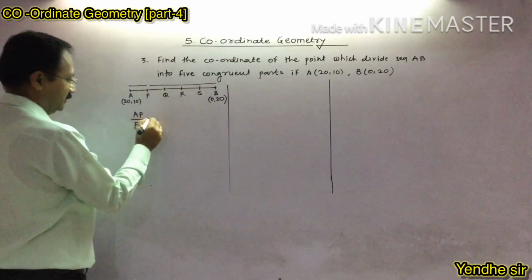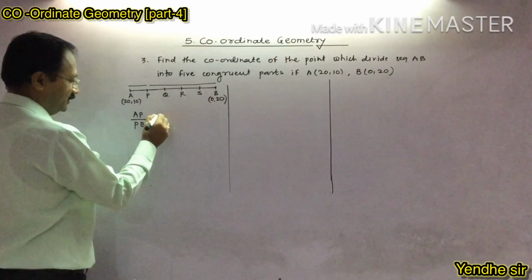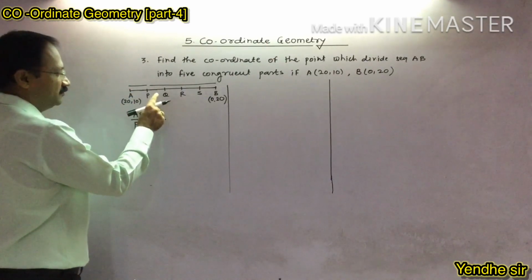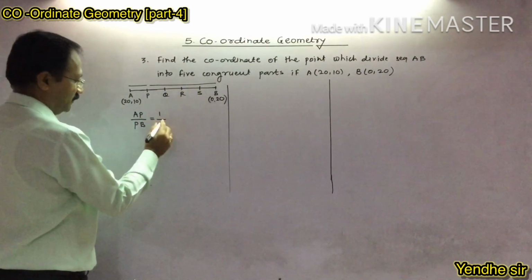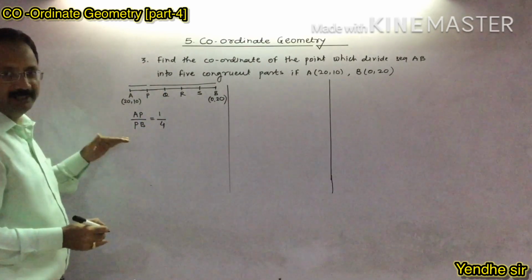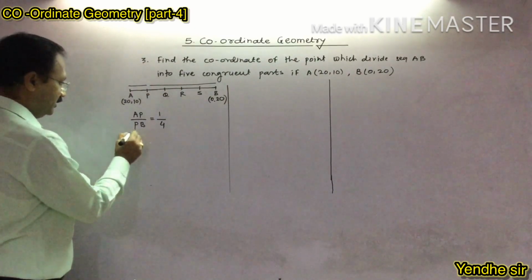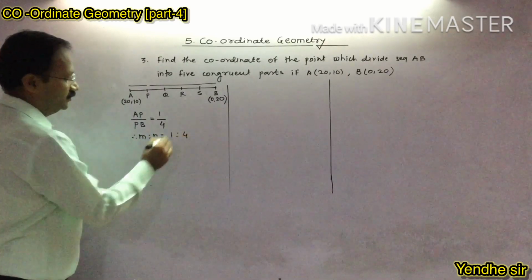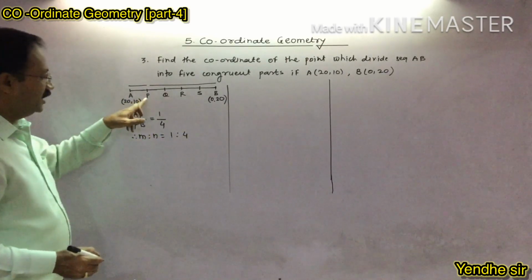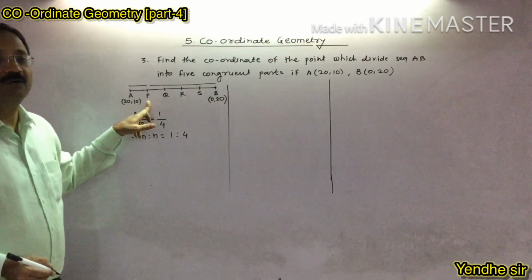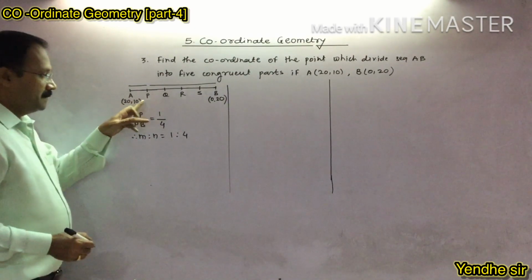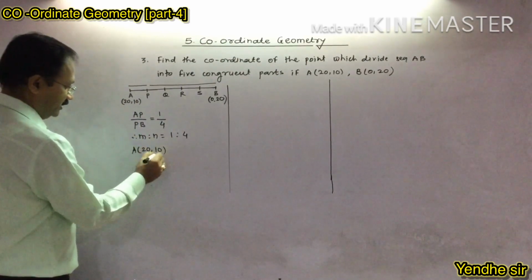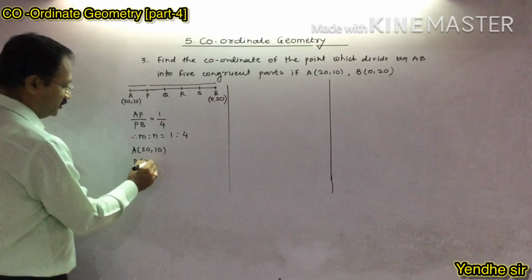AP upon PB. So AP will be as it is. AP means one part, so I am going to write 1 here. PB means 1, 2, 3 and 4 parts. So AP upon PB equals 1 upon 4. It means the ratio m is to n equals 1 is to 4. Okay. So now we can find the coordinates of P first. So here we have to write it. A's coordinates are (20, 10). B's coordinates are (0, 20).